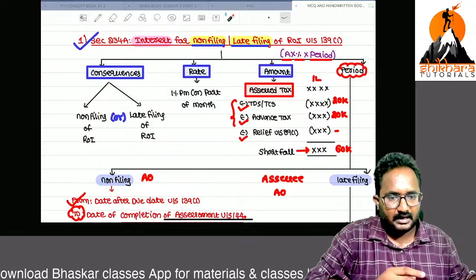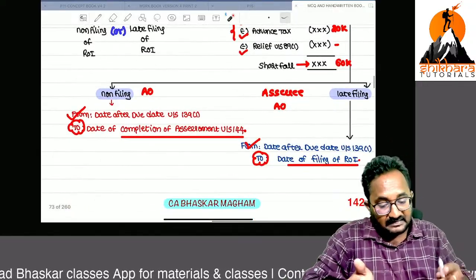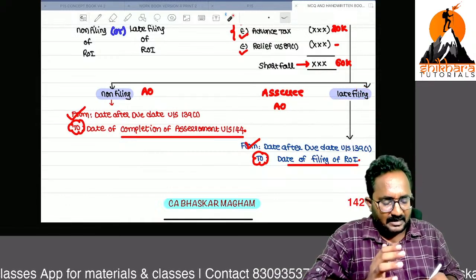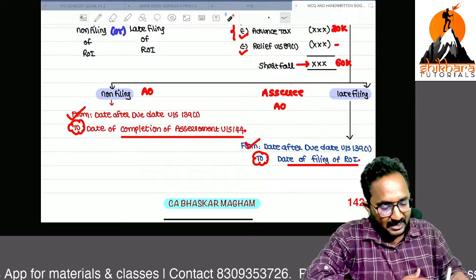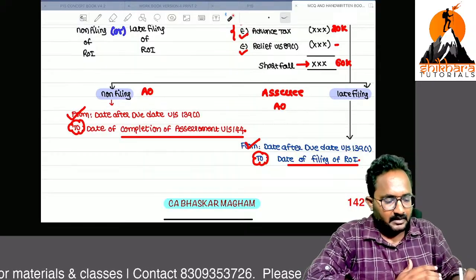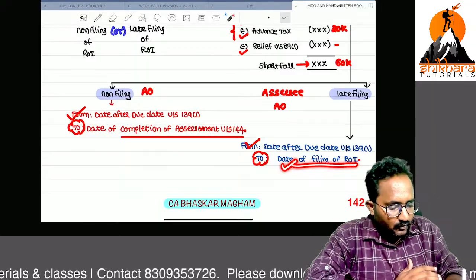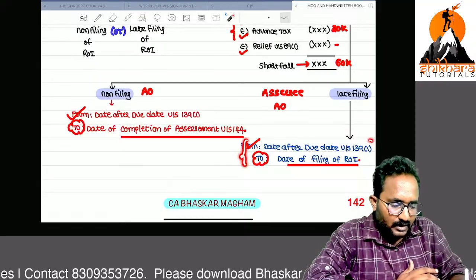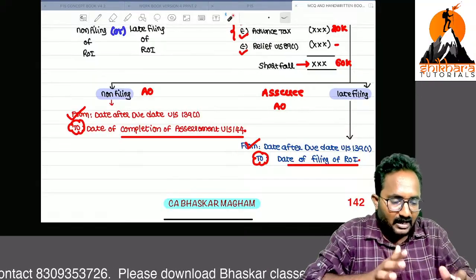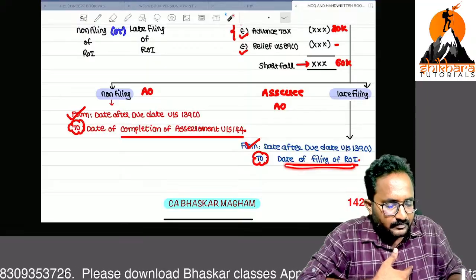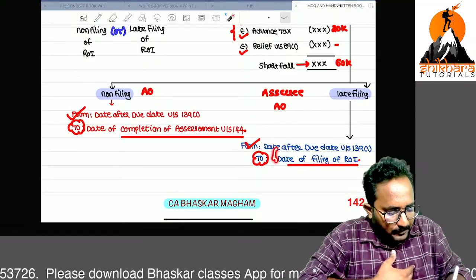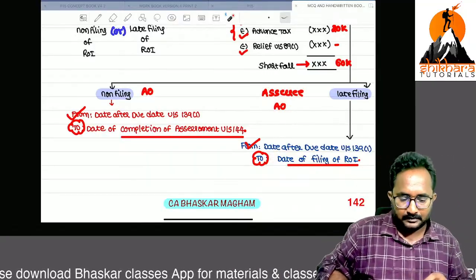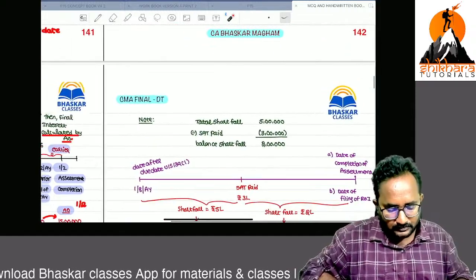Sir, why are we taking the date of filing of return of income in the second case? Because this is a late filing, so I am responsible for payment of tax with the return of income. I file the return on this date, so while calculating by SSE also, while calculating by AO also, up to this period only. So that's why in both the computations, we take this period only. Now, example.